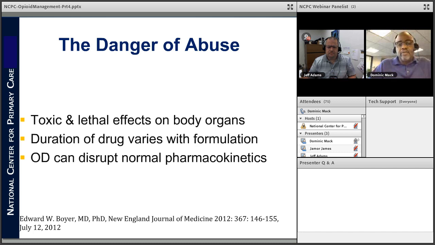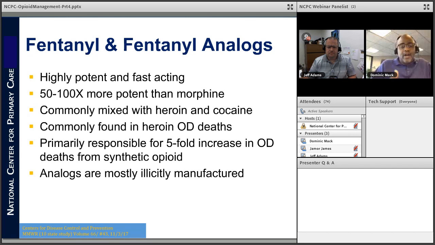So overall, the danger of abuse is that opiates have toxic effects, especially in high doses, on many body organs, the GI tract, the pulmonary and respiratory tract, and other tracts that most of us in the health professions know about. The duration of the drug can vary with the formulation. As we know, especially with illicit drugs, all types of substances can be mixed in with the opiates to make them more powerful, or just to bulk up the amount of drugs that are distributed. And then the overdose can disrupt normal pharmacokinetics. When someone overdoses, and I'll talk more about that, and you have a toxicity of drug within your body, that can change the pharmacokinetics and the way the drug is broken down. So that can lead to overdose.